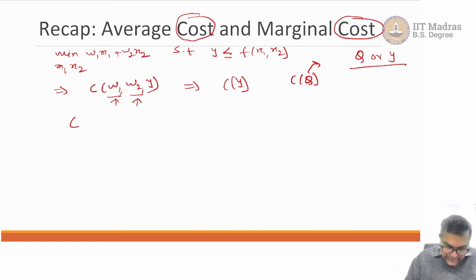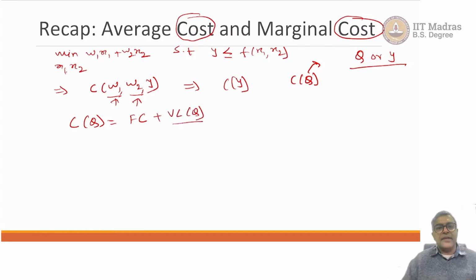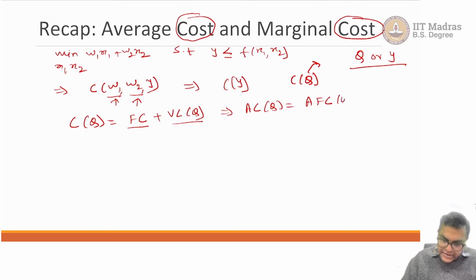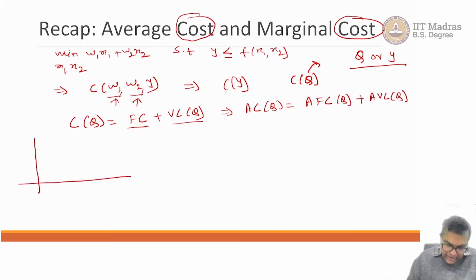And then we said that C of Q is equal to fixed cost plus variable cost, and variable cost varies with Q and therefore it is a function of Q. Fixed cost does not depend on output, so it is not a function of Q. And we had obtained that average cost is equal to average fixed cost, a function of Q, plus average variable cost. And then we had gone to the graph and we had said that average fixed cost is always falling.